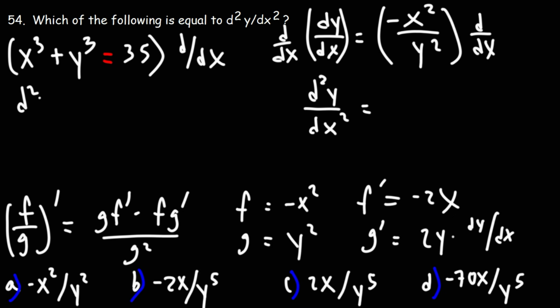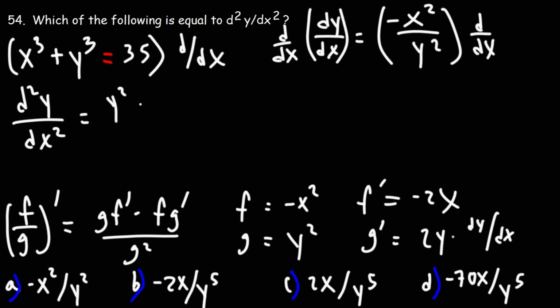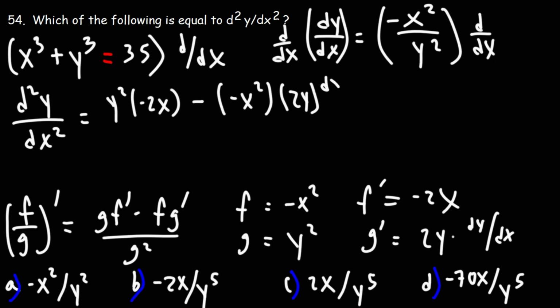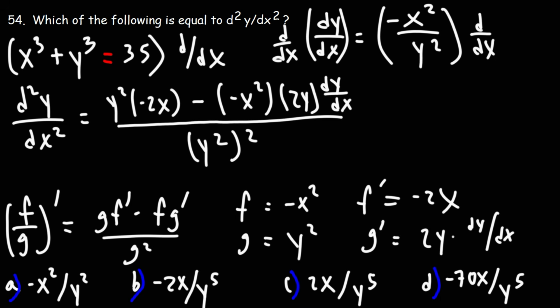So let's start over here. g f prime. g is y squared. f prime is negative 2x. And then minus f. f is negative x squared times g prime. That's going to be 2y times dy dx. And this is going to be all over g squared. So that's y squared squared.